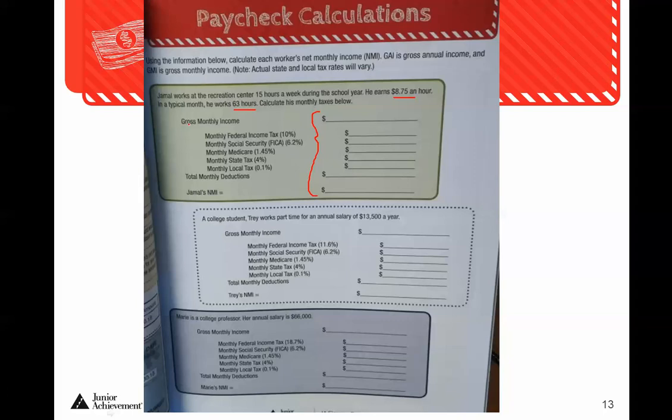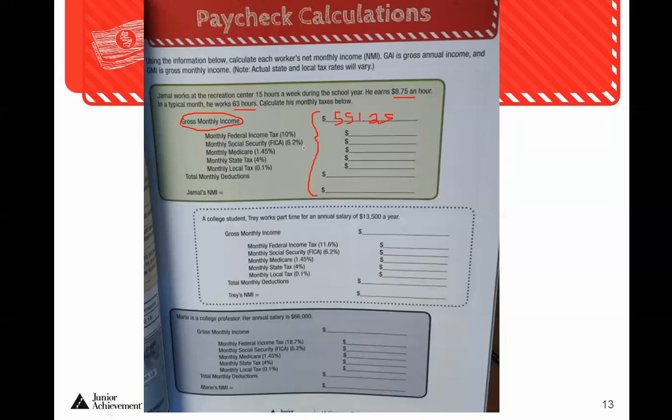So the first thing we're going to do is calculate how much money he would make if there was nothing taken out. So we're going to take the $8.75, and multiply it by 63. So let me just make sure. 8.75 times 63. So it looks like he's going to make $551.25. So that's what's going to go here.